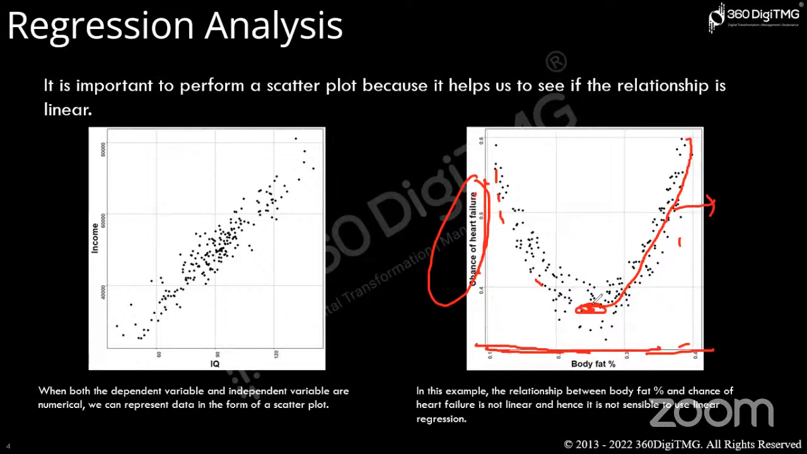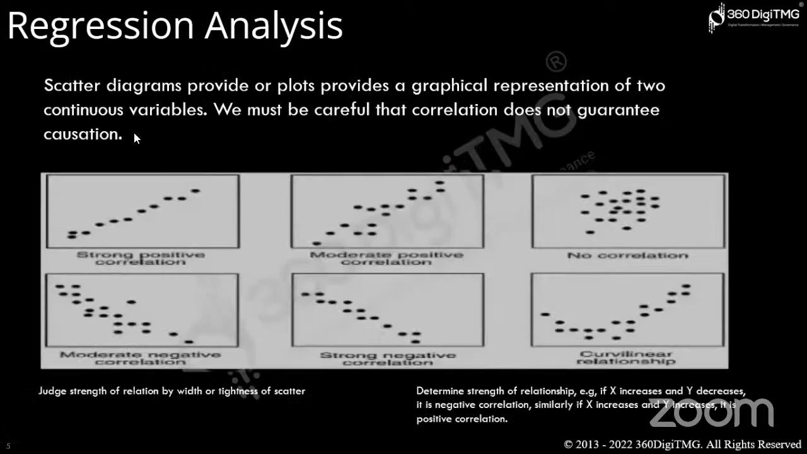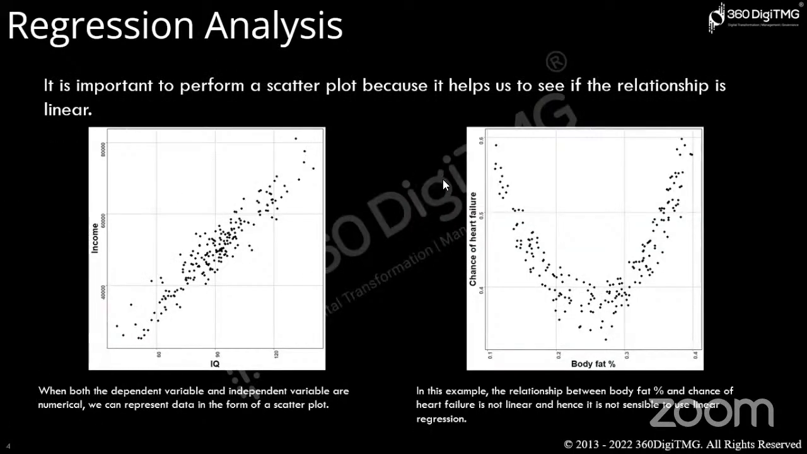So you should maintain some body fat in order to avoid the chance of heart failure. So this is the correlation you have to find out very first. First, you have to find out the correlation, then only you can get into the regression.